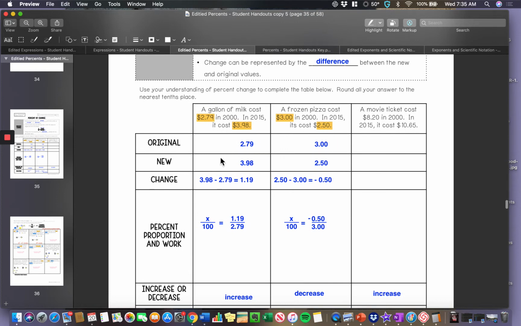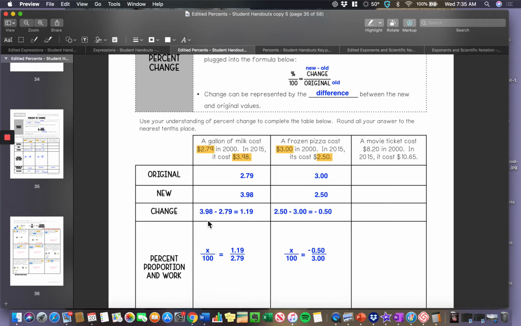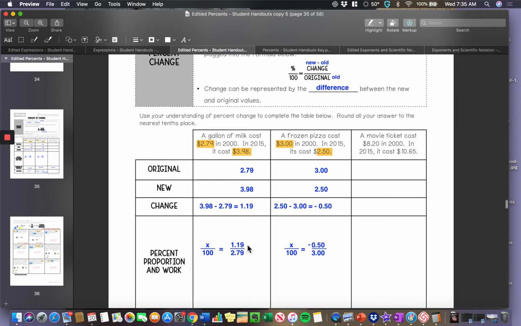So right here in our chart, in this column, it says a gallon of milk costs $2.79 in the year 2000. In 2015, it costs $3.98. So my original cost of milk in the year 2000 was $2.79. It changed in 2015 to $3.98. So I'm going to take my new, which is the $3.98, it's the new value, take away the old value of $2.79 and find its change. And it changed $1.19. So I put my change right here on the top right of my percent proportion.